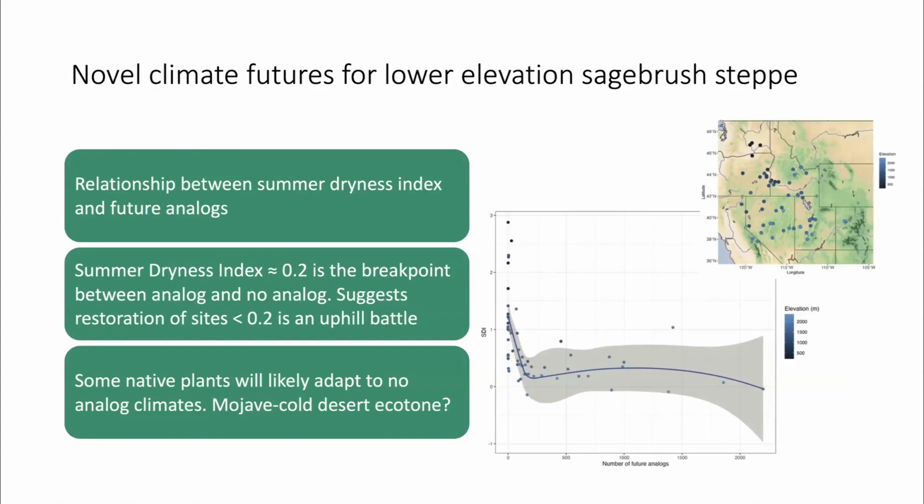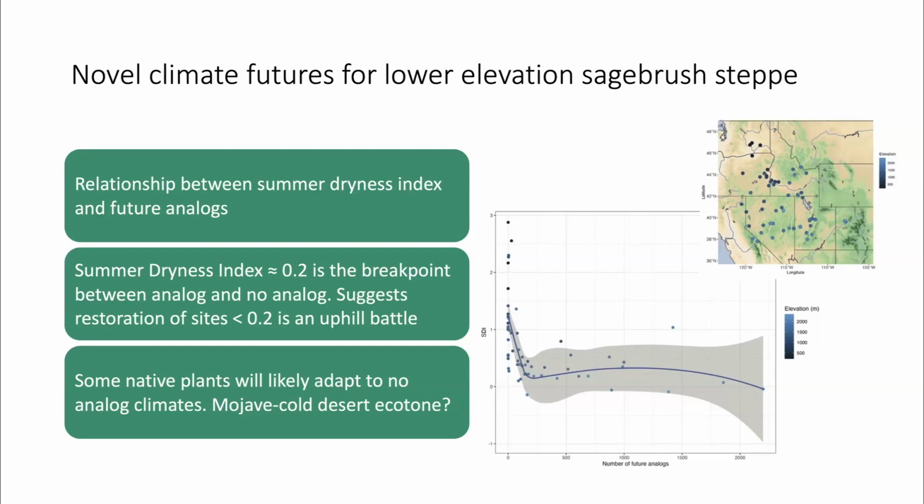And this is another figure that we've shown in a recent publication where this got us curious. So what we did was we looked at 60 sites in the sagebrush biome and found a relationship between how many analogs are available and summer dryness index, which is the relationship between the accumulation of growing degree days through the summer and total moisture during the summer. So the break point seems to be about 0.2, where we start to really lose our analogs at these sites.